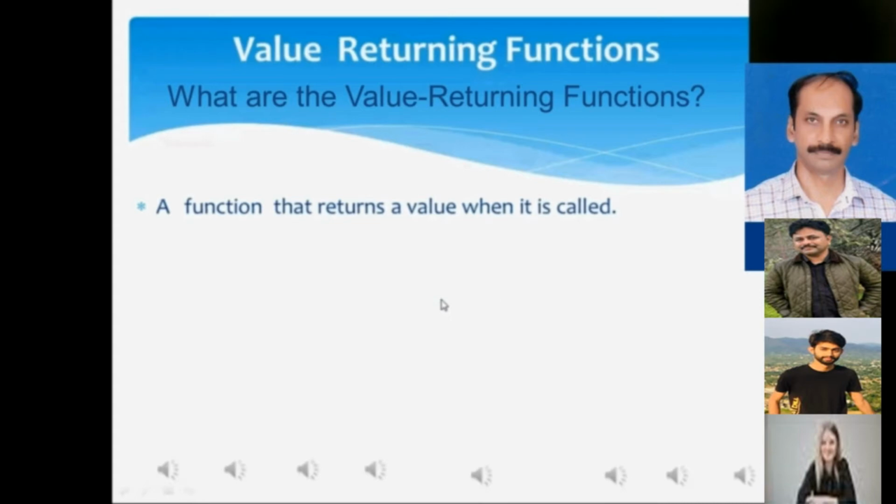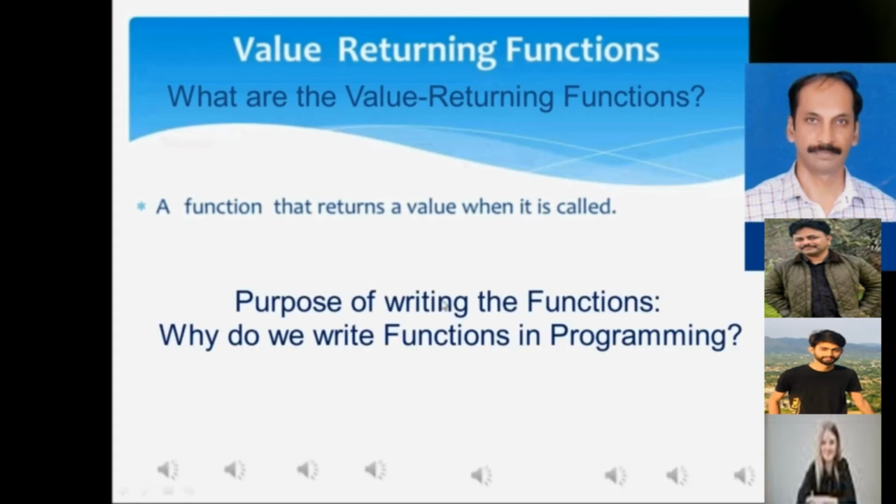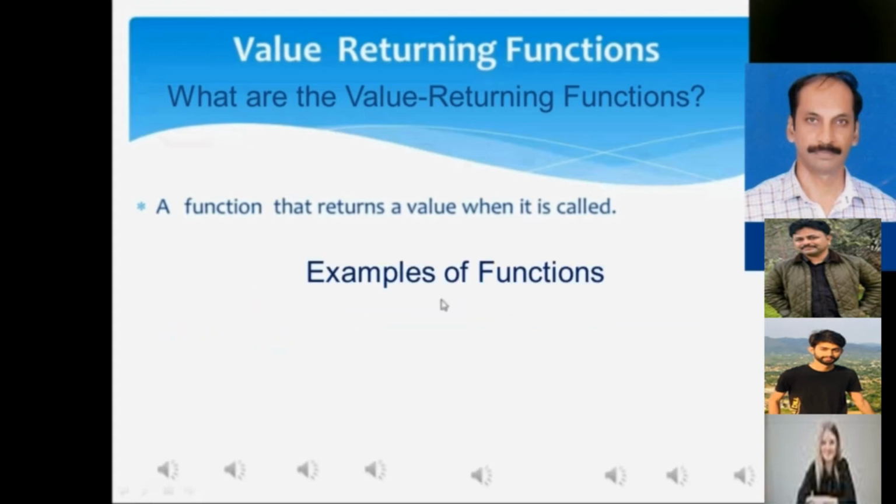I did tell you in the last lecture, we write some functions to perform a specific job. For example, if you want to test whether a given number is prime or not prime, you write a function to test a number. Then after writing the function, you call the function, and when you call it, the function will be executed. Are you getting it, my dear? Yes, sir.